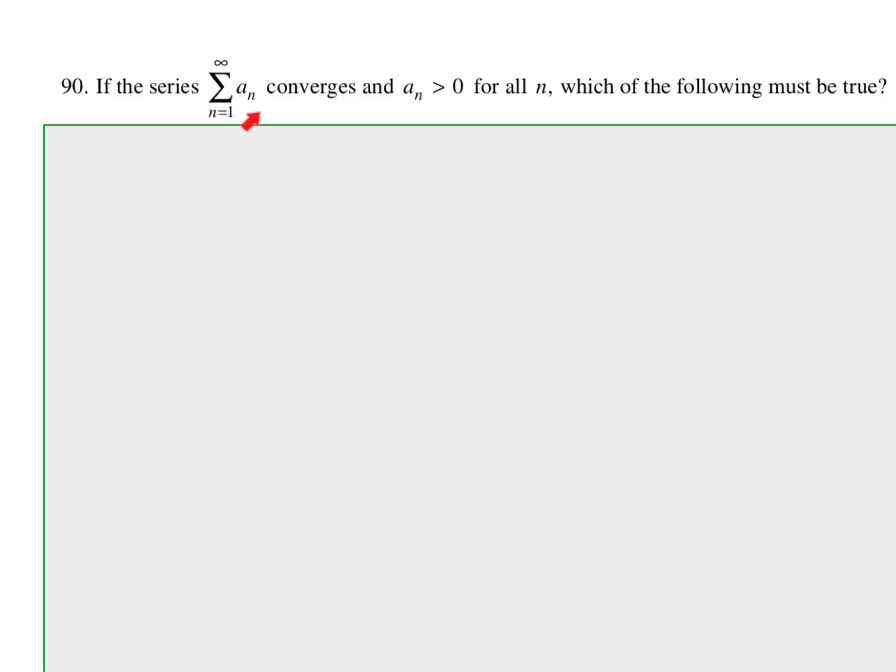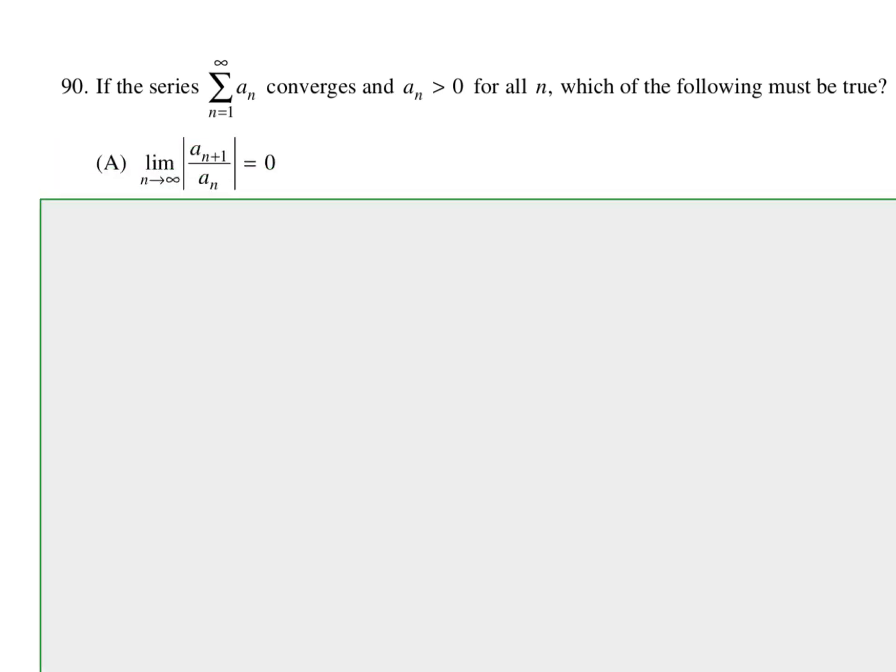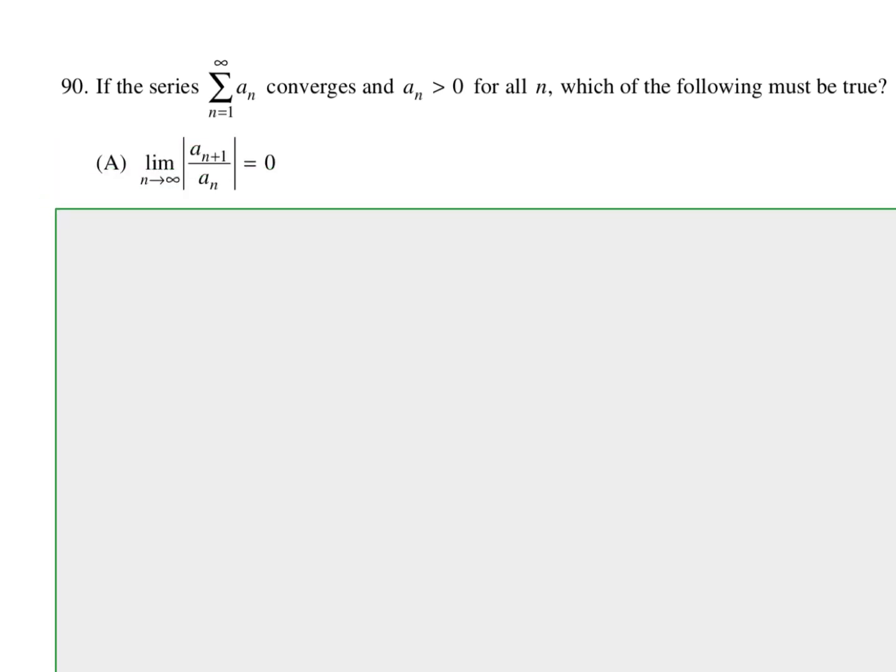If this series converges, which of the following must be true? Let's start by looking at A. I feel like this is the most likely wrong answer people will choose. Why?